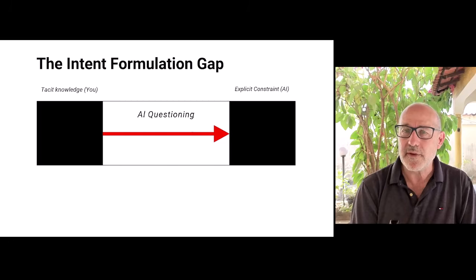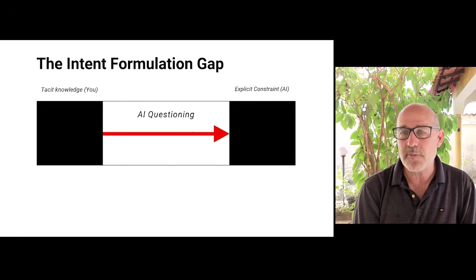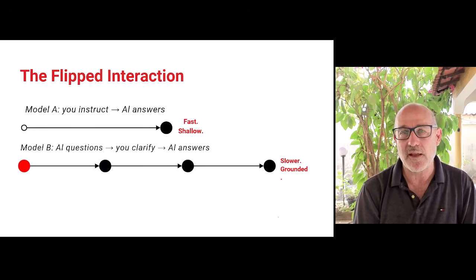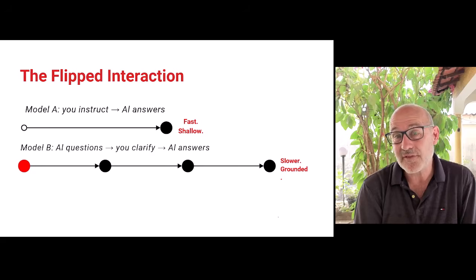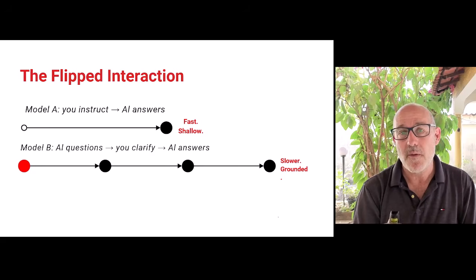And the problem is every constraint you don't articulate becomes a gap, and the gap becomes an assumption that AI fills for you. And those assumptions are where the output goes wrong. Effective questioning closes the gap before the answer is generated. So the standard model is you ask, AI answers. Flip it and ask AI to ask you questions first. The first one is fast. The second is slower, but it can give you better results.